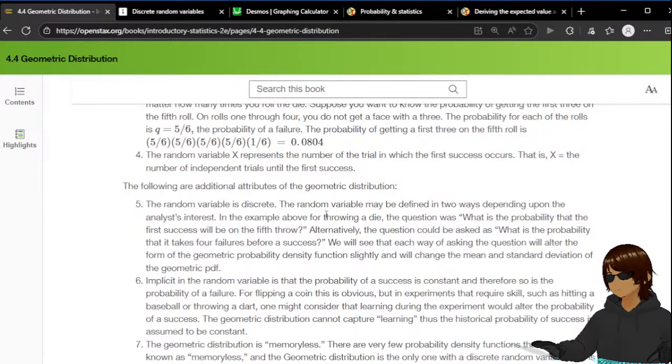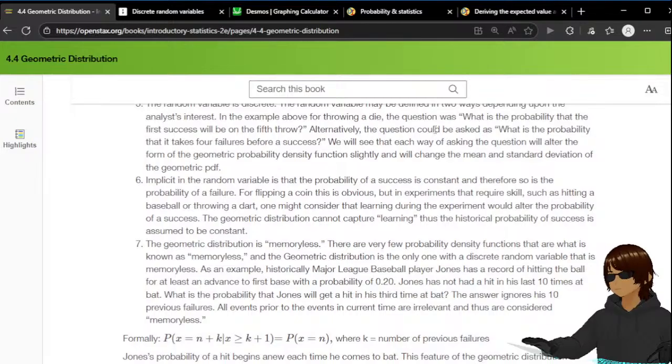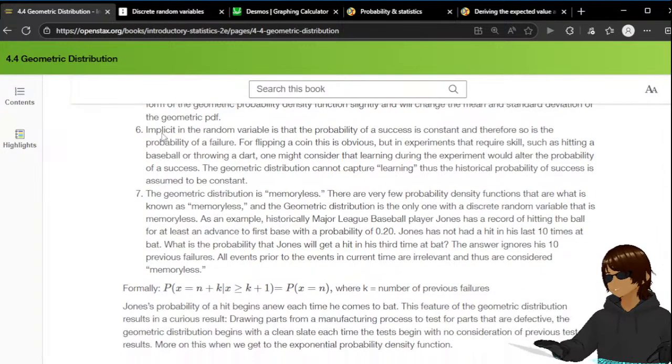In the example above, for throwing a die, the question was what is the probability that the first success will be on the fifth throw? Alternatively, the question could be asked what is the probability that it takes 4 failures before a success? Implicit in the random variable is that the probability of success is constant. Therefore, so is the probability of failure. The geometric distribution is memoryless. There are very few probability distribution functions that are what is known as memoryless. And the geometric distribution is the only one with a discrete random variable that is memoryless.